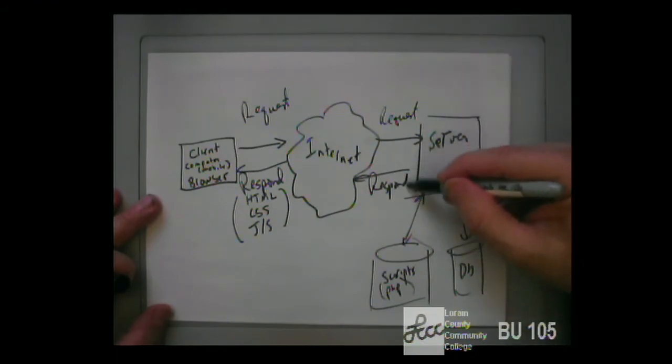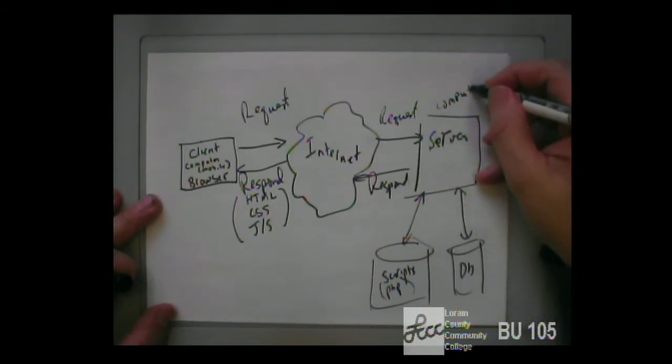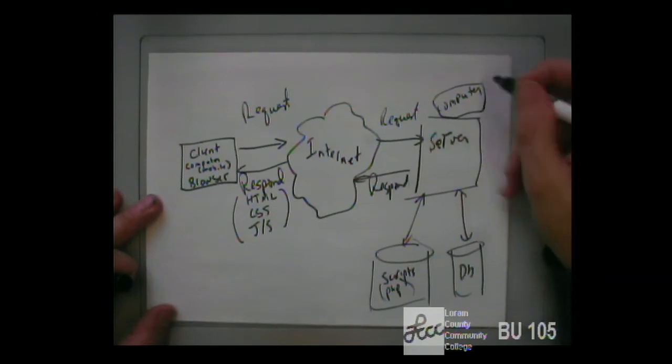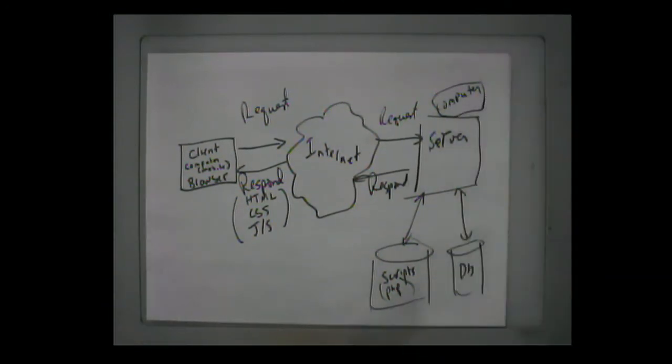Now, we can do this because this is a computer, and it can run programs. All right? So it can do a lot more than simply take a finished HTML page and deliver it. It can actually create that HTML page. All right? Now, the idea for JavaScript is similar, except for a small thing.